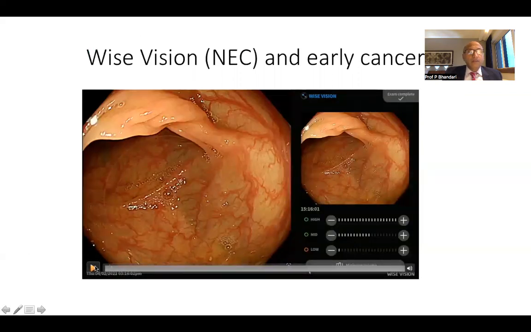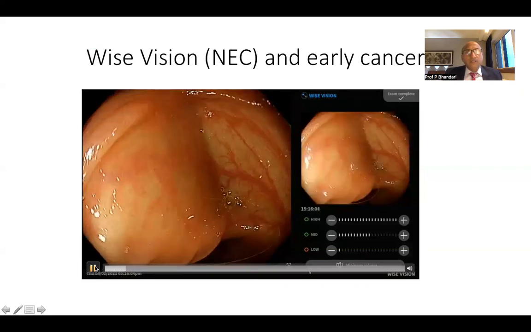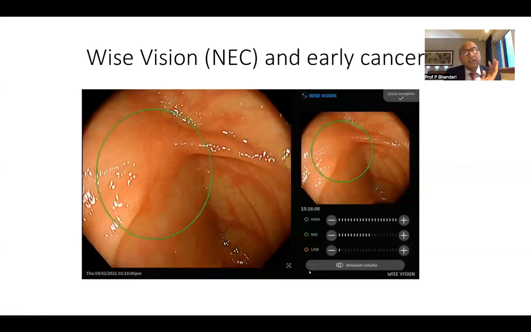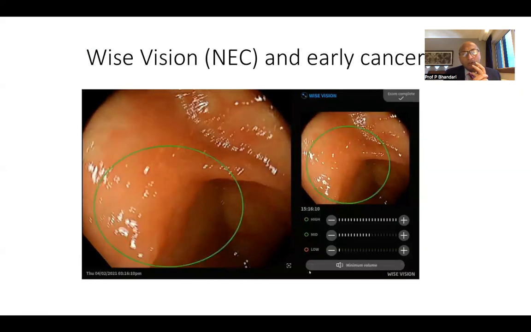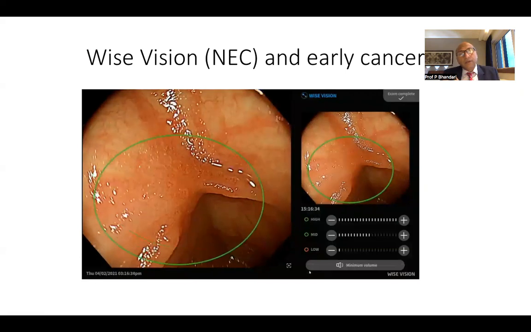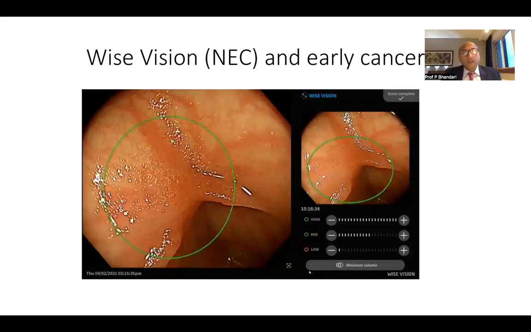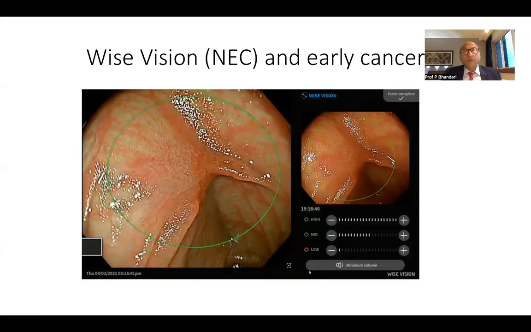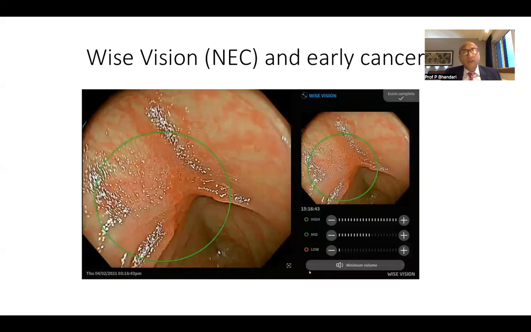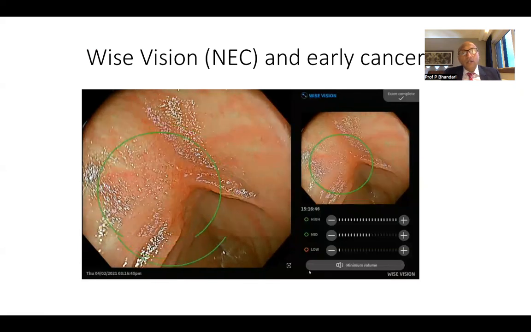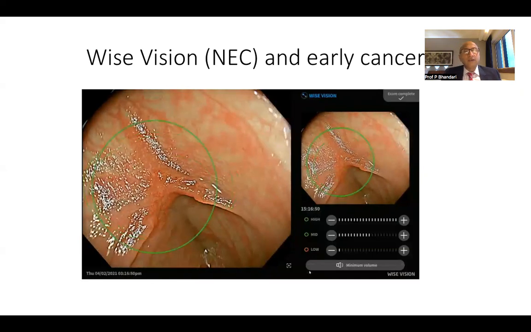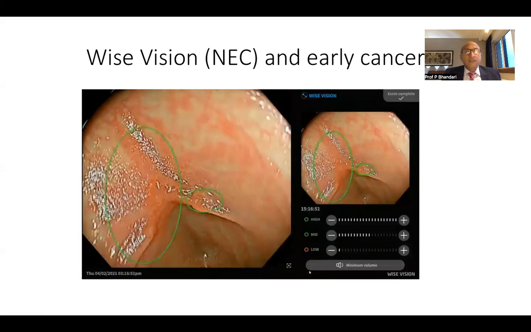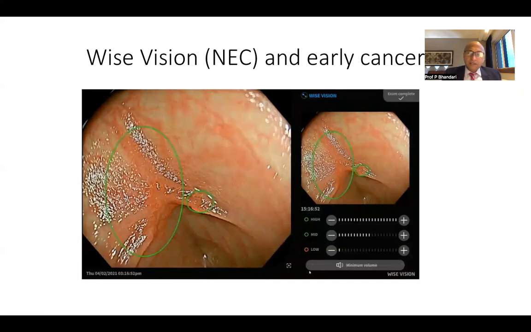Here is the Wise Vision. You see, this is a very, very subtle early cancer, which can be very easily missed by most endoscopists around the world. But AI from Wise Vision detects this. Once we put enhancement with TXI, you can see this is a very small LST-NG, which is a submucosally invasive cancer. And these are the cancers which can be easily missed. And this is where AI will help us.